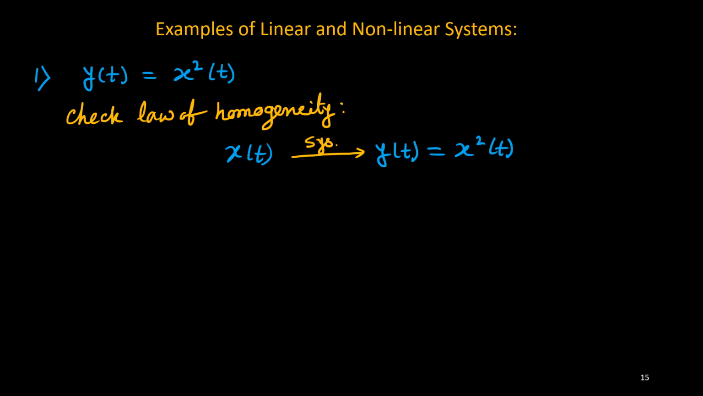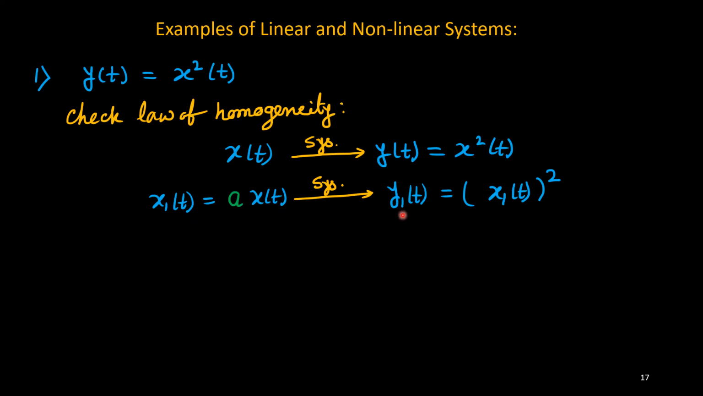Now, if I consider one signal x1 of t, which is a times x of t, so we have multiplied a with this signal x of t, we have got a into x of t, that is a new signal. If it is applied to the system, then what is the corresponding output? And for that output we need to check whether it is again a times y of t or not. If it is again a times y of t, then it is called a homogeneous system.